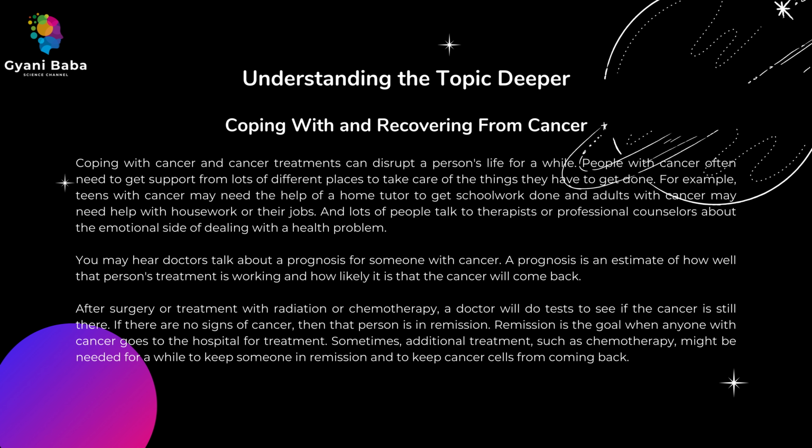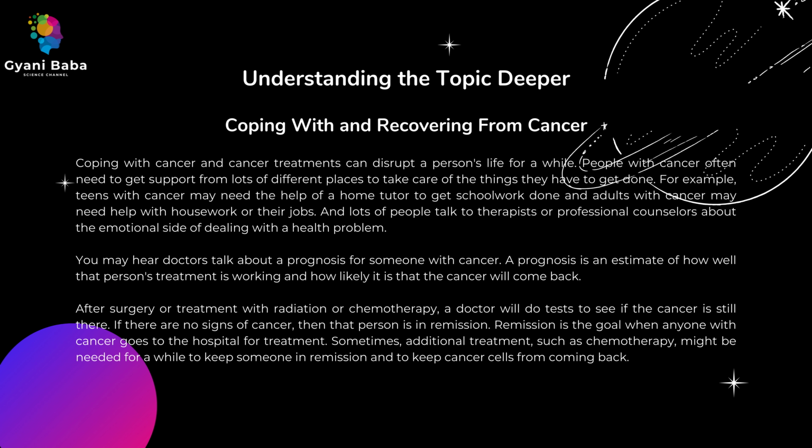You may hear doctors talk about a prognosis for someone with cancer. A prognosis is an estimate of how well that person's treatment is working and how likely it is that the cancer will come back. After surgery or treatment with radiation or chemotherapy, a doctor will do tests to see if the cancer is still there.